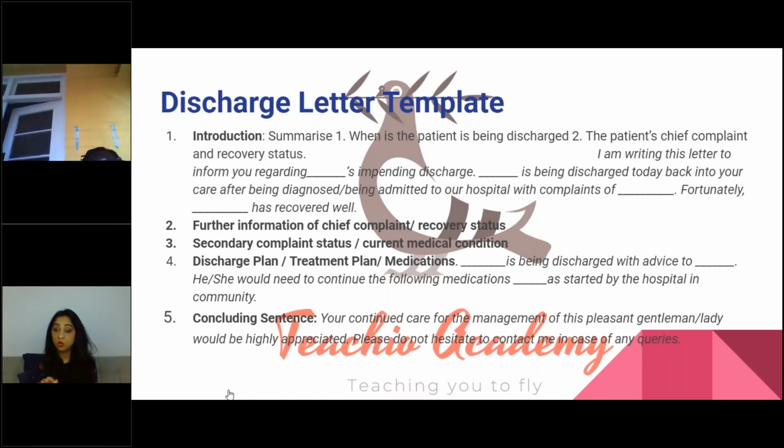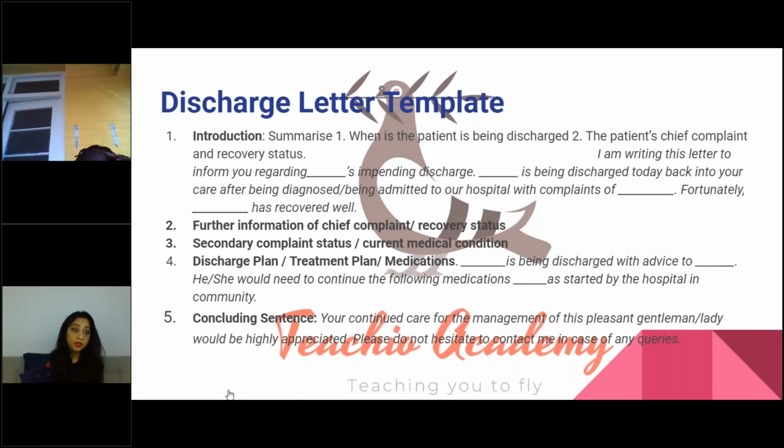So make sure that you note down that the tense that you use is that Mr. Jones is being discharged, and then you write with advice to. Okay, so that's the full sentence which you can copy.